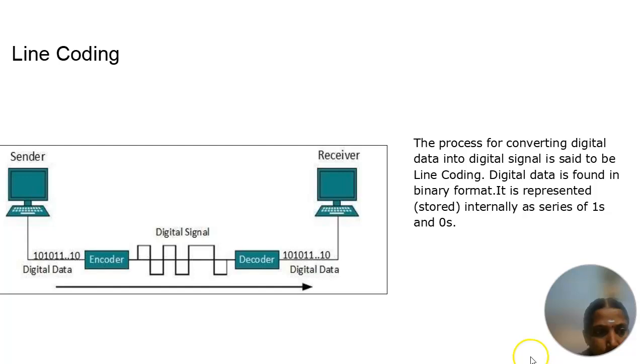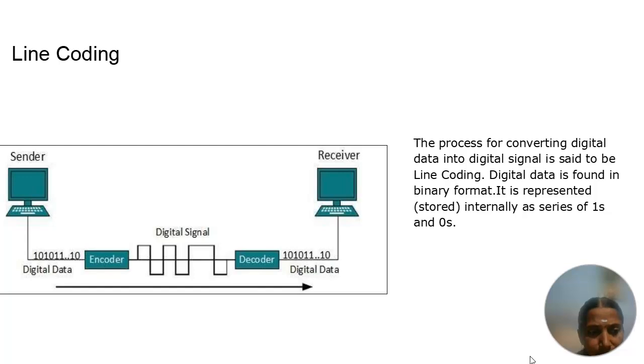So line coding is the process of converting digital data into a digital signal. See how digital data is converted into a digital signal; that is said to be line coding. The digital data is found in binary format. It is represented as ones and zeros.